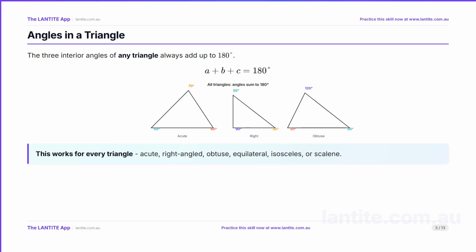The most important rule for triangles is that the three interior angles always add up to 180 degrees. This is true for every type of triangle, whether it is acute, right-angled, obtuse, equilateral, isosceles, or scalene. If you know two angles, you can always find the third by subtracting their sum from 180.